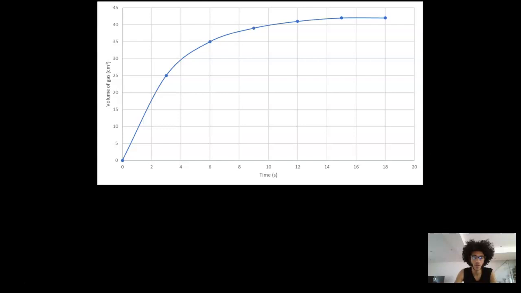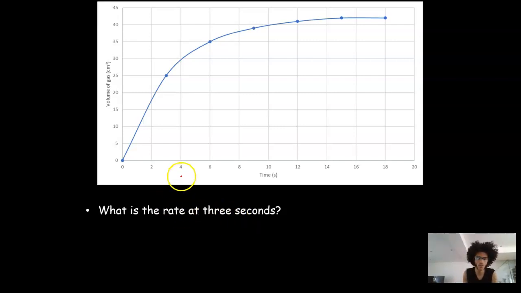For the first one, at a certain point, it's really straightforward. If you are asked what the rate is at 3 seconds, you look at where 3 seconds is on your graph, and here it's between 2 and 4. I'm going to circle where 3 seconds is. I then need to mark up to where 3 seconds is on my actual curve. So I do a line going up, and obviously, when you do it, you're going to be using a ruler. Then you do a line across to see where it intersects the y-axis, and I can see the value is 25.